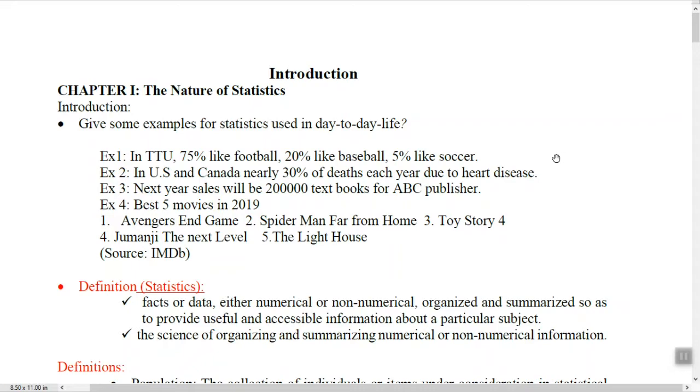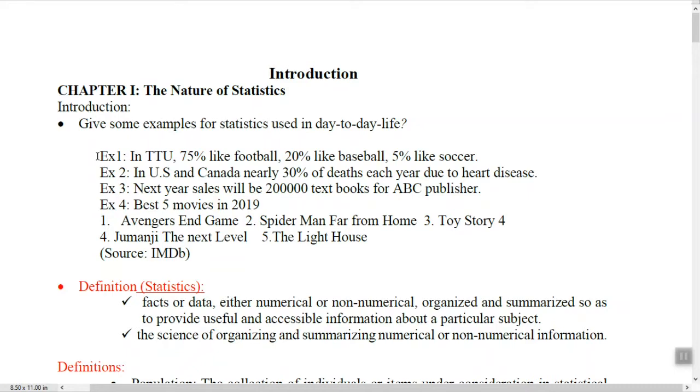Okay, let's consider example 1. In TTU, 75% like football, 20% like baseball, 5% like soccer. So in this example, you can see that they have summarized the results. One particular result they have summarized and interpreted. How did they interpret it? Using a numerical method, simply by using a percentage.